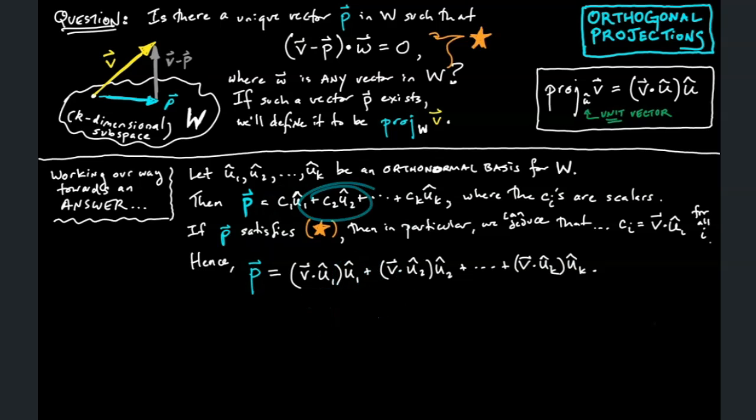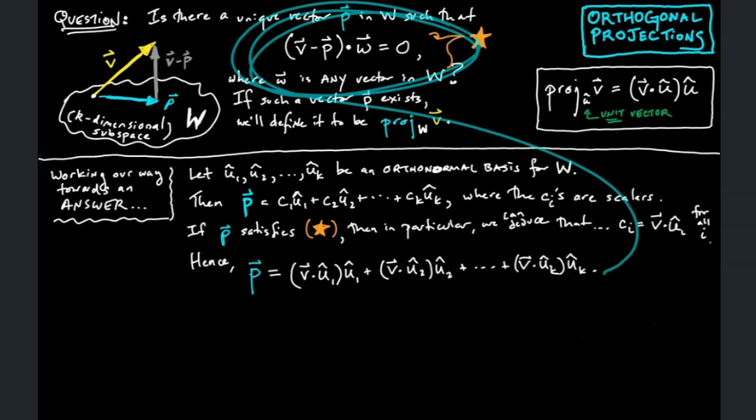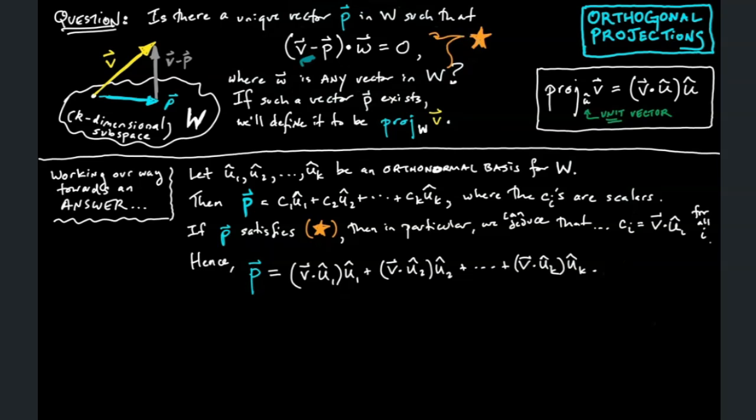And then we add not just c2 u2 for some unknown c, but v dot u2 times u2, and all the way down to v dot uk times uk. This vector satisfies the condition that if you subtract it from v and dot it with w, you get 0. We have seen this for all these basis vectors. And so by linearity, since it holds for everything in the basis, it holds for everything in the space altogether.